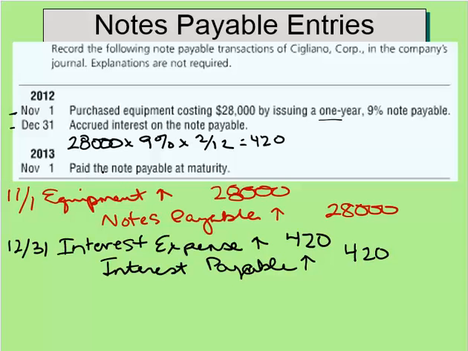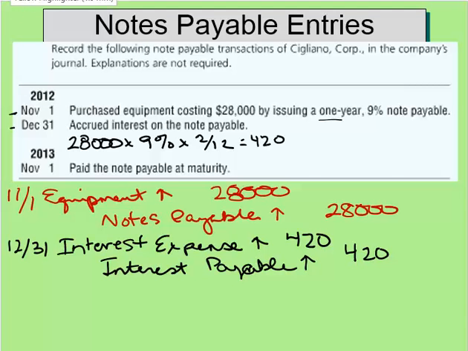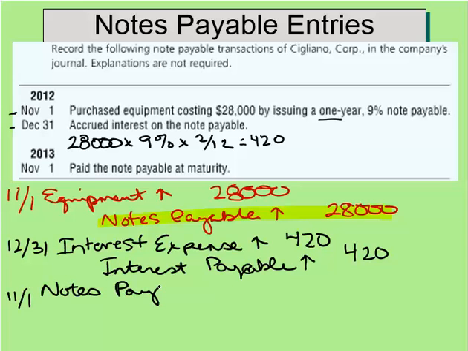All right, the very last thing is to show payment of the note at maturity. So let's go ahead on November 1st, show what that would look like. Well, we know we have to get rid of this liability here, notes payable. We want to get rid of that. And since it's a credit, the only way to get rid of that is going to be to debit notes payable for $28,000. Those two then will actually cancel each other out, because I had a credit, now I have a debit for the same amount of money. That will be a zero effect.